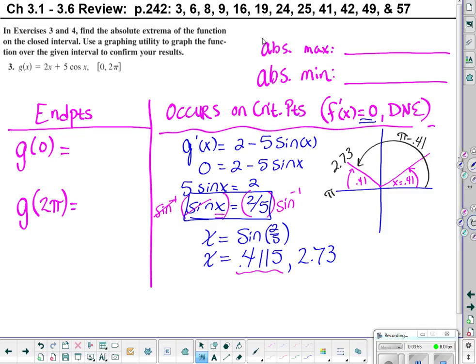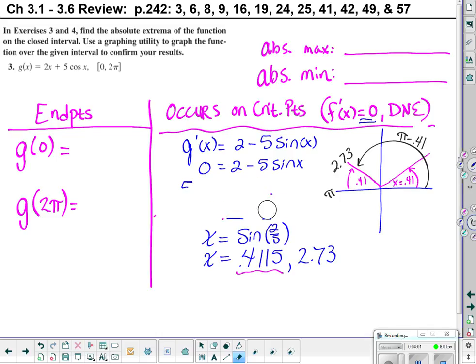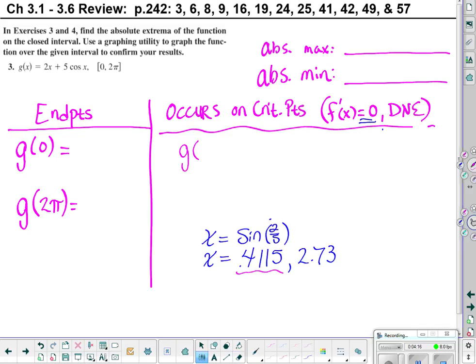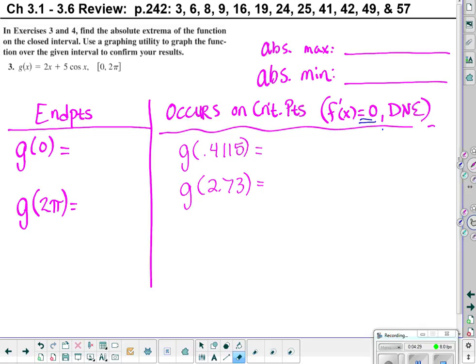All right, so we've got those. Those are our critical values. A lot of work just to get those. I promise I won't give you a trig function on the test, but the application is still the same. Once we get our critical numbers, which come off that first derivative, we're going to plug them back into my original g function. So I'm going to have g of 0.4115, and g of 2.73.